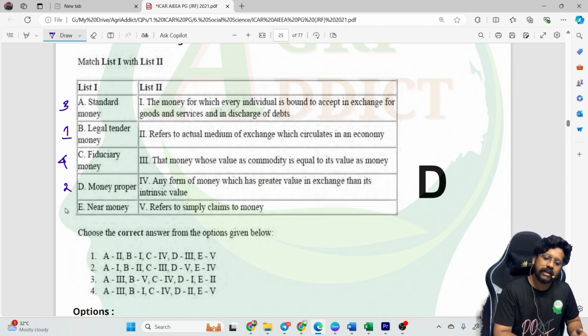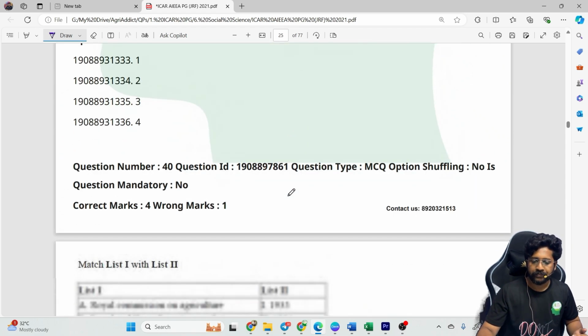What about the E? The last option will be connected with the fifth option only. It simply refers to the claims to the money, right? It refers to the claim to the money and it can be considered as near money. So therefore A, B, C, D, E can be connected with 3, 1, 4, 2, 5. The fourth option will be the correct answer.